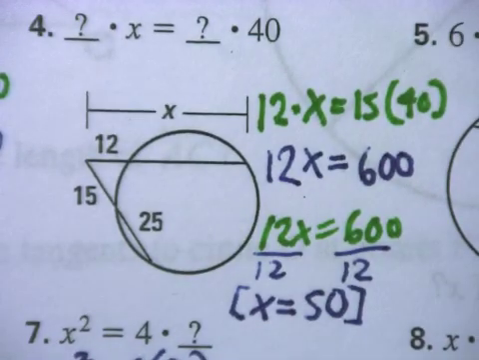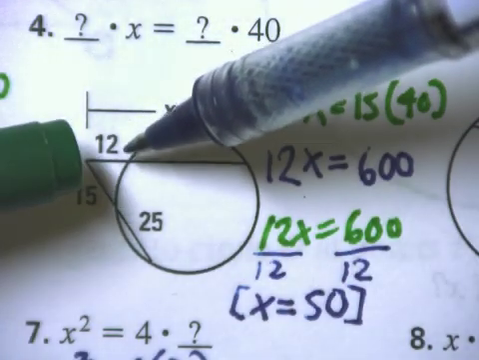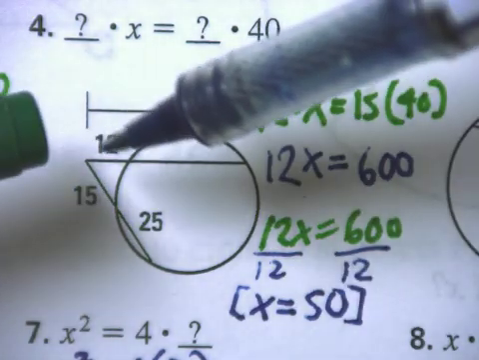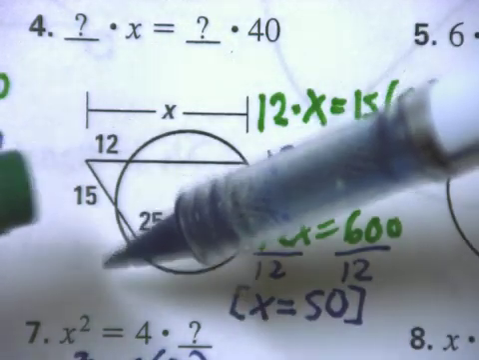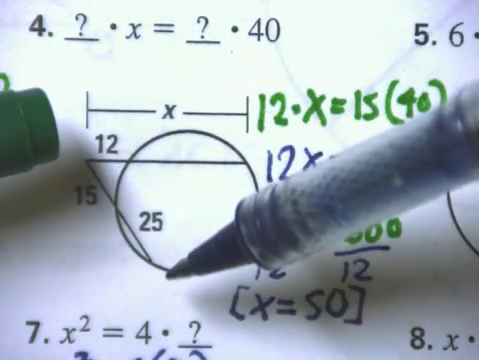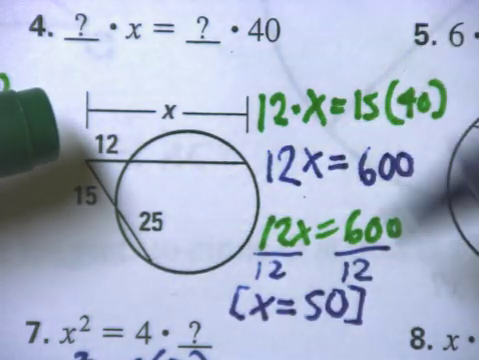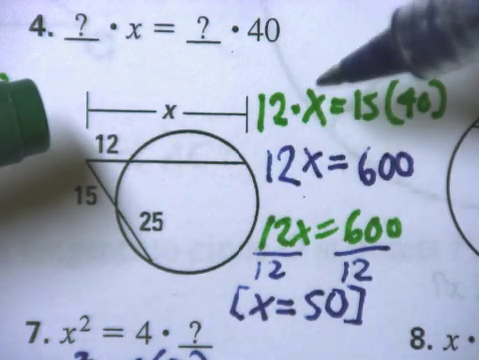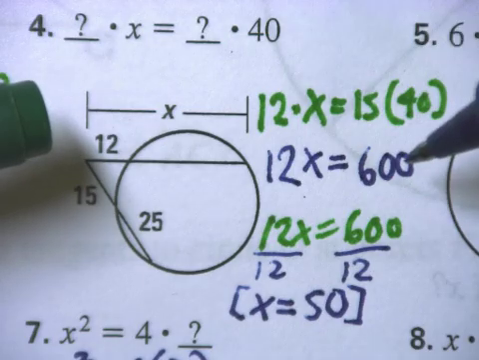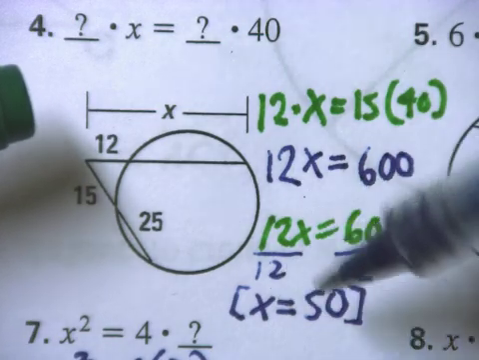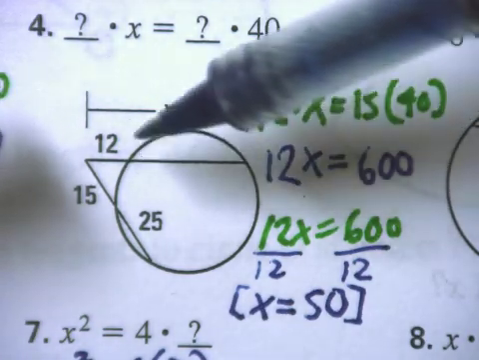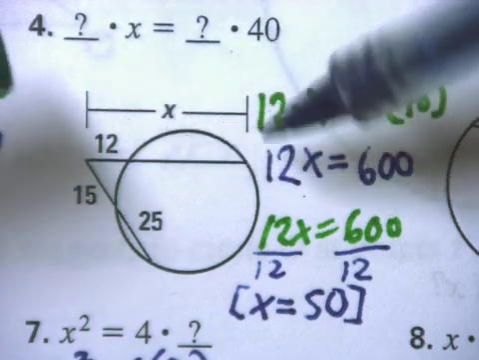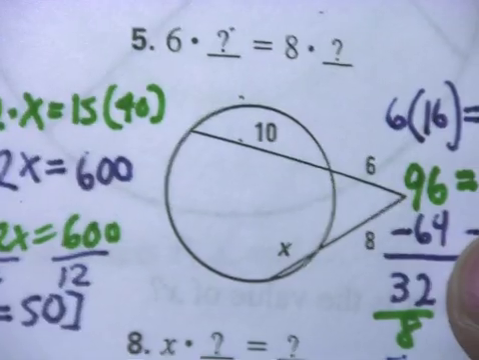Number 4, we have a situation here where we have two secant lines. And if you remember, the way that we said that is we take the outer portion times the entire thing. So my outer portion is 12. My entire thing is x here, so it's 12 times x. Over here, my outer portion is 15, and the entire thing is 15 plus 25 is 40. So it's 12 times x is 12x, 15 times 40 is 600. Obviously, we divide both sides by 12, and x is 50. So the entire length of this segment here is 50, and then we could find this little part here if they were asking that, but what they wanted was the entire thing, which is 50.